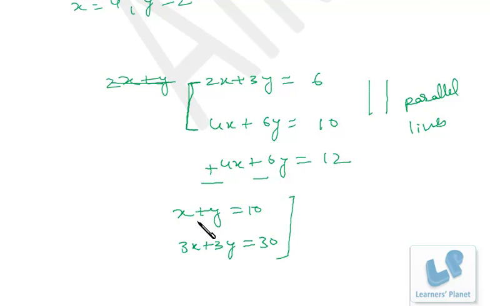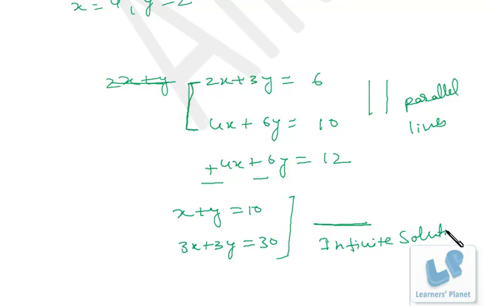So every pair of numbers which satisfies here also satisfies here. You can check for any value of x and y. That means one line is lying on the other, so all the solutions are the same. That means there are many solutions, or we can say infinite solutions.